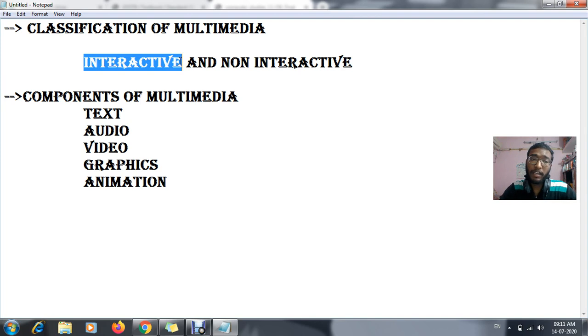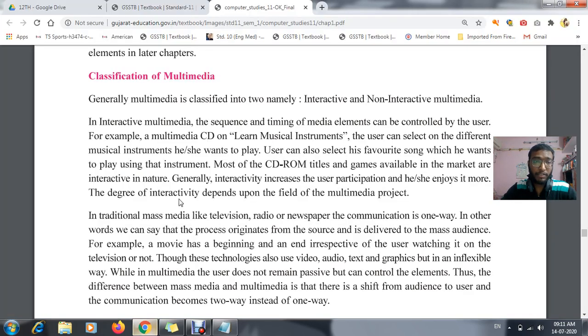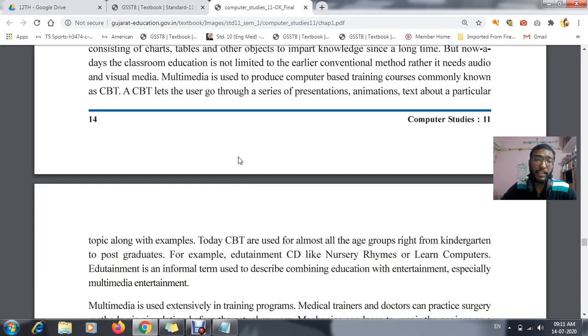Before that, we learned about the components of multimedia. Components of multimedia can be divided into five: the first is text, second audio, third video, fourth graphics, and fifth animation. These are the two topics we learned last week. Now today's topic is the usage of multimedia, that means usage of multimedia in which areas.